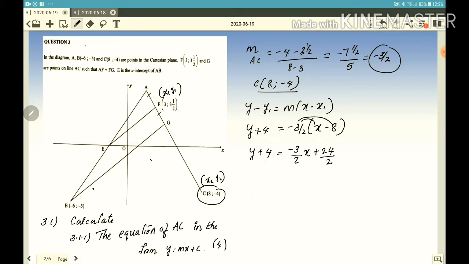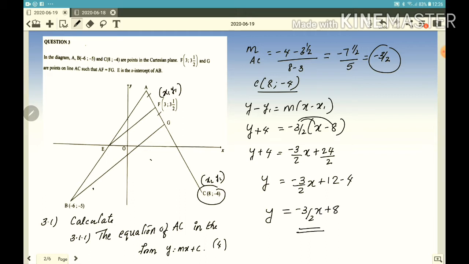You know that. Now we can send the 4 across because they want the answer in the form y is equal to. So make sure that y is alone on the left hand side. So I'm just sending 4 to the other side. That is -3/2 x plus, this one is 12 minus 4. So the final answer is y is equal to -3/2 x plus 8. So we are done. Is it clear?